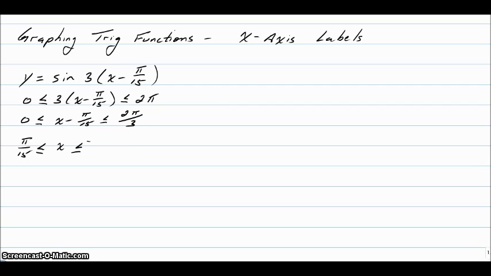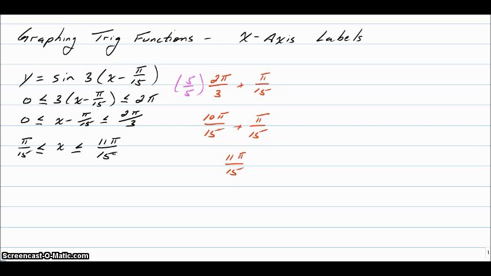And so here comes our first fraction. Off to the side, on scratch paper, we take 2 pi over 3 plus pi over 15. Well, in order to add these two things together, I've got to find common denominators. So I'm going to multiply by 5 over 5. And so 10 pi over 15 plus pi over 15 gives me 11 pi over 15. Okay, so there's my start and end point.